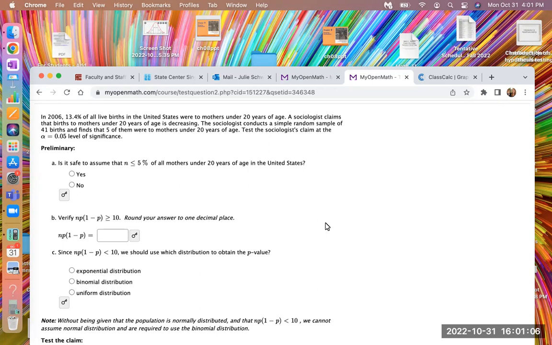They say the sociologist conducts a simple random sample and finds 41 births, and 5 of them were under 20 years of age. This definitely is a proportion problem; they don't even say the word average or mean here at all. So we have to make sure these preliminary questions are met before we're able to do a hypothesis test. Is it safe to assume that the sample size, 41 births, is less than 5% of all mothers under 20 years of age in the United States?